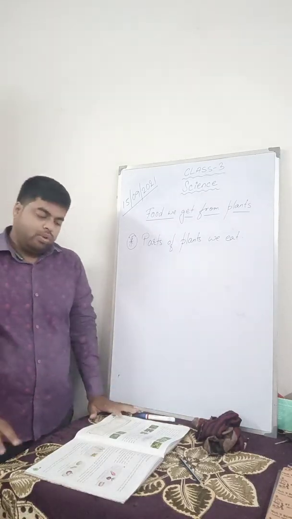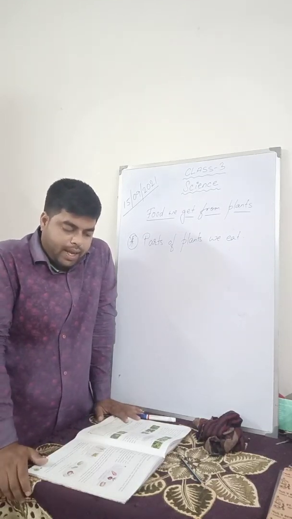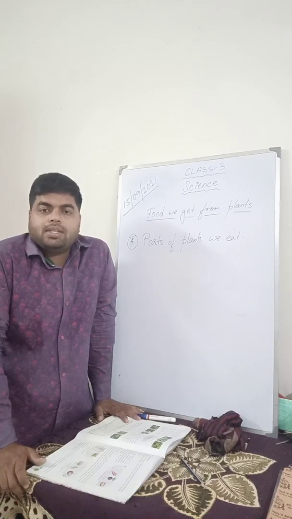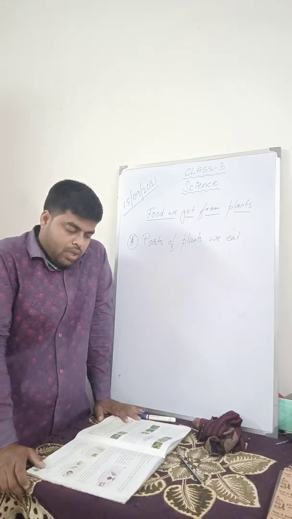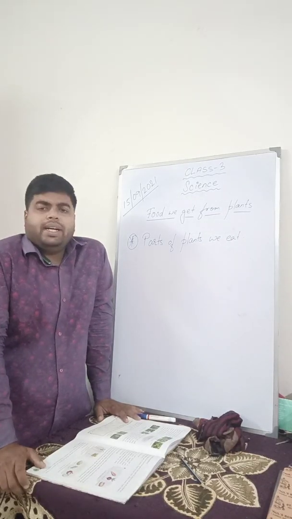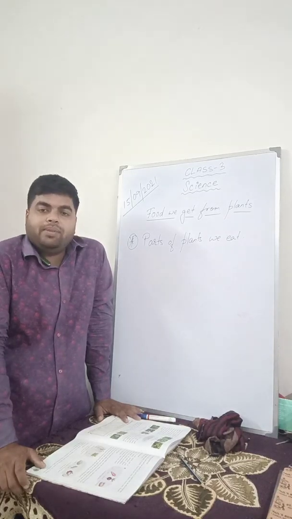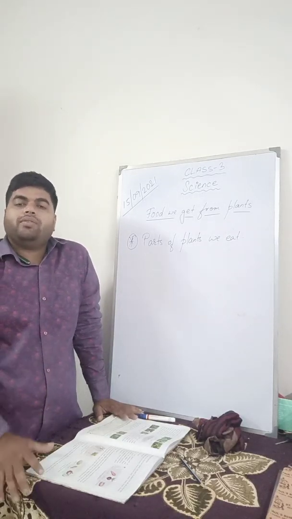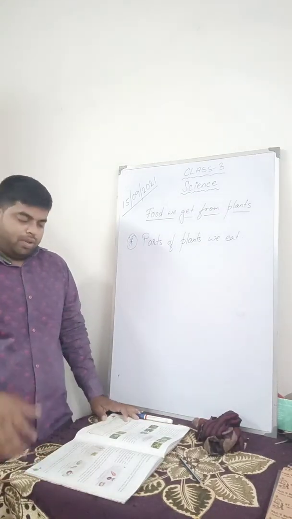We get most of our food from plants. The parts of plants that we eat as food are called edible parts of plants. So the parts of plants which are eatable by us are known as edible parts of plants. These can be roots, stem, leaves, branch, fruits, or flowers. There are different flowers, fruits, leaves, roots, and stems that we eat. We will study about this one by one.